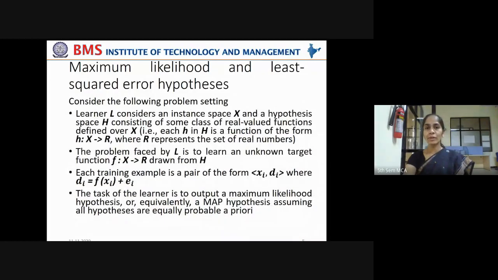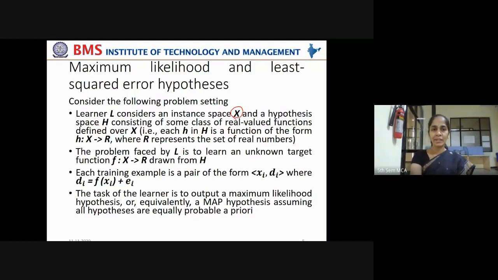Now consider the following problem setting here. Learner L means any algorithm. It can be any algorithm. Learner L considers an instance space X. Instance space means set of training examples: X1, X2, X3 with attributes A1, A2 and A3 and so on.